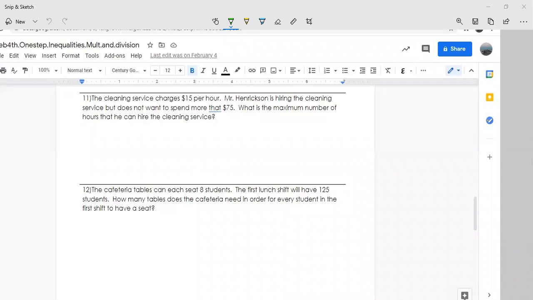Number 11 says the cleaning service charges $15 per hour. Miss Henriksen is hiring the cleaning service but does not want to spend more than $75. What's the maximum number of hours that she can hire? Okay, so we're going to write an inequality. We have $75 to spend, so we can't be more than that. So it has to be less than or equal to 75.